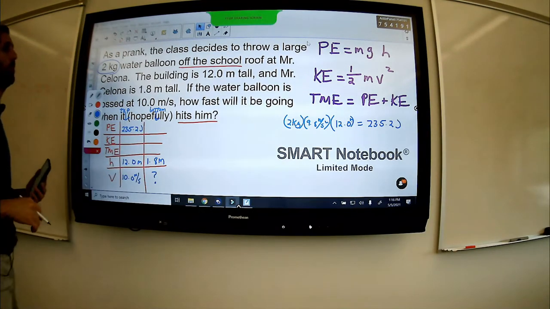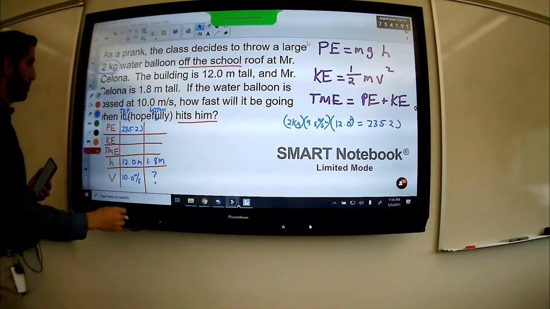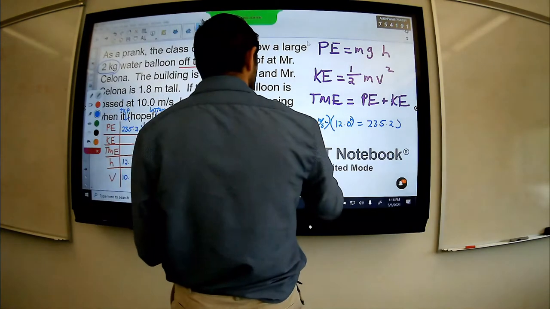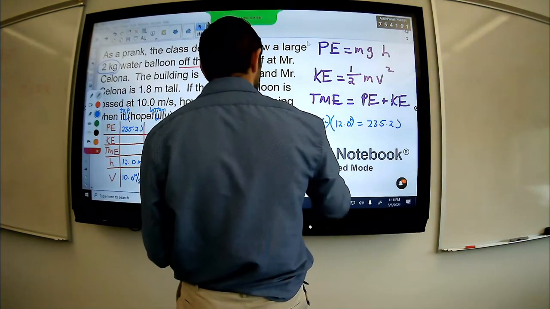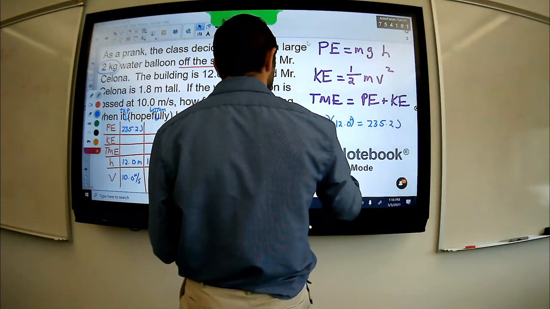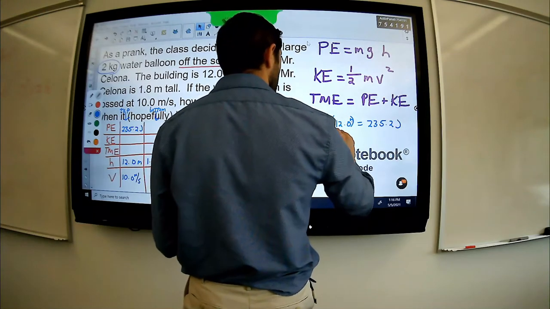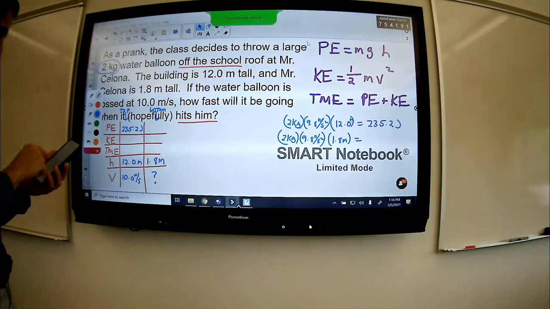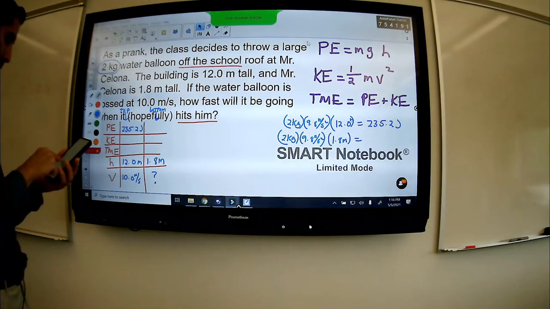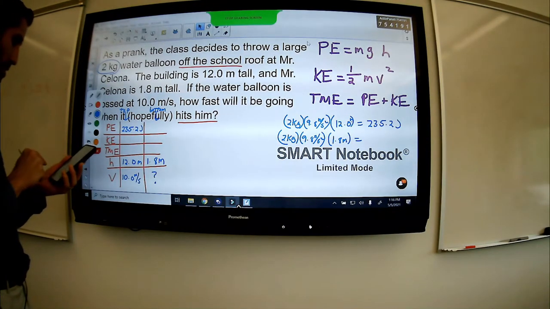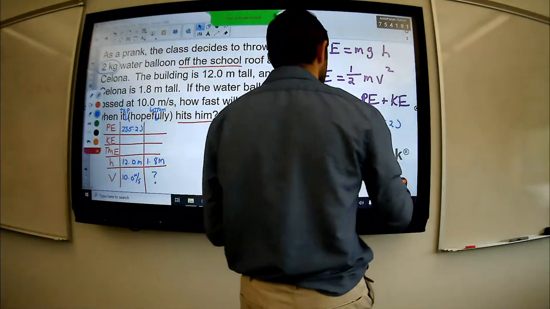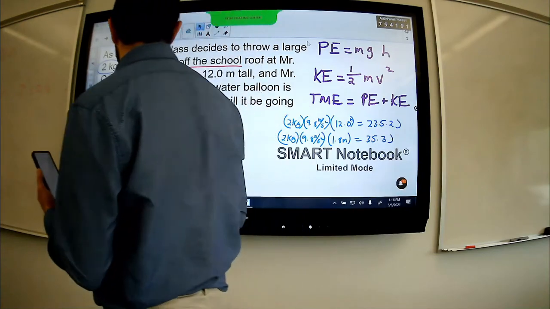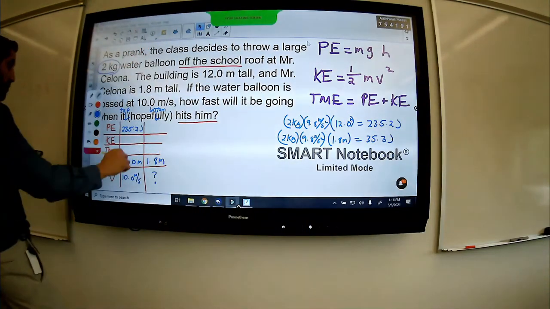joules. I can also calculate the potential energy at the end because I know the height at the end. So I'm going to do it again: 2 kilograms times 9.8 times 1.8 meters. If I do that, 2 times 9.8 times 1.8 is 35.3 joules. So I'll put that in for the potential energy here.